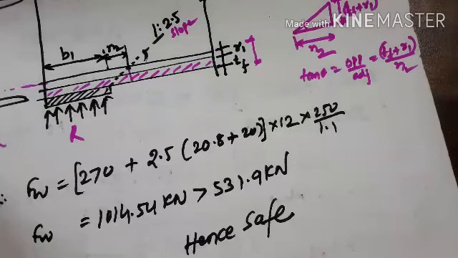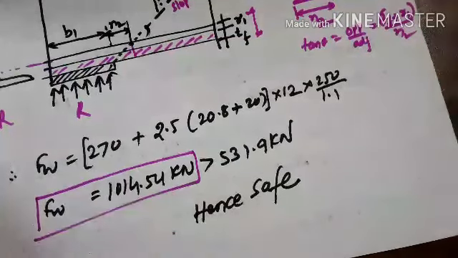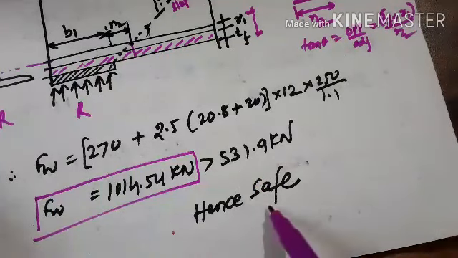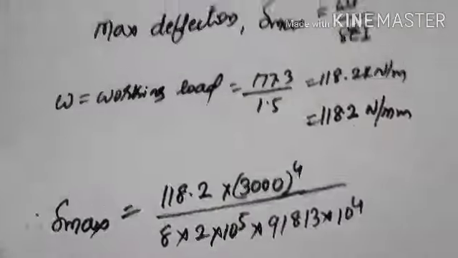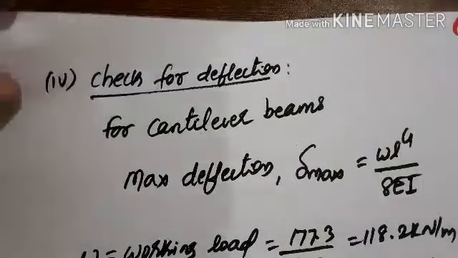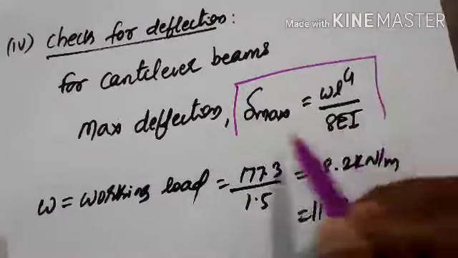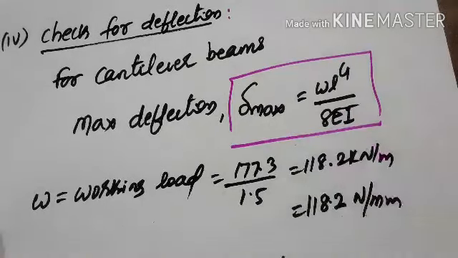Then the crippling strength we get is this much, which is greater than 531.9 kilonewton, hence safe in crippling. Next, check for deflection. For a cantilever beam, we know the formula for maximum deflection: WL raised to 4 divided by 8 EI.